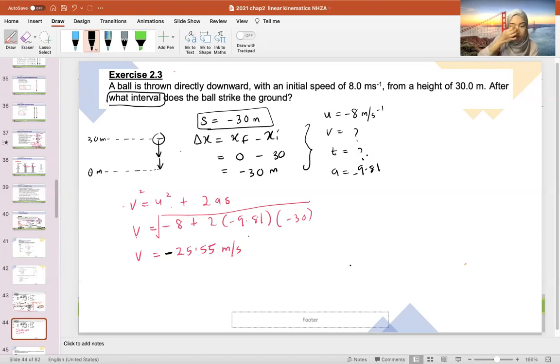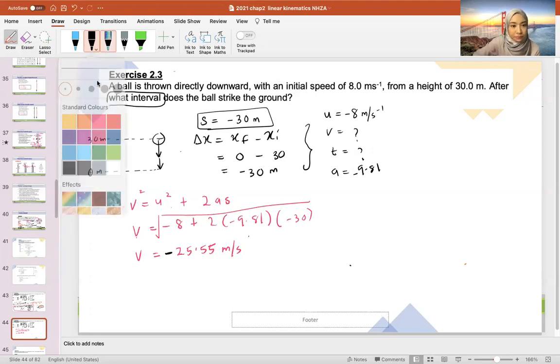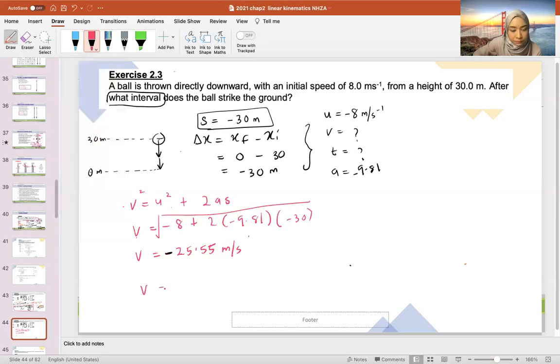Then how do we find T? Next one. Use the formula V equals U plus AT. Okay. So U is minus 8. Now we know V is minus 25.55, equals minus 8 plus minus 9.81 T. So now we can solve for our T. Hopefully we get the same answer as Husnia's first approach. It should be the same. Okay, so minus 25.55 plus 8 divided by minus 9.81. Your T will be 1.79.